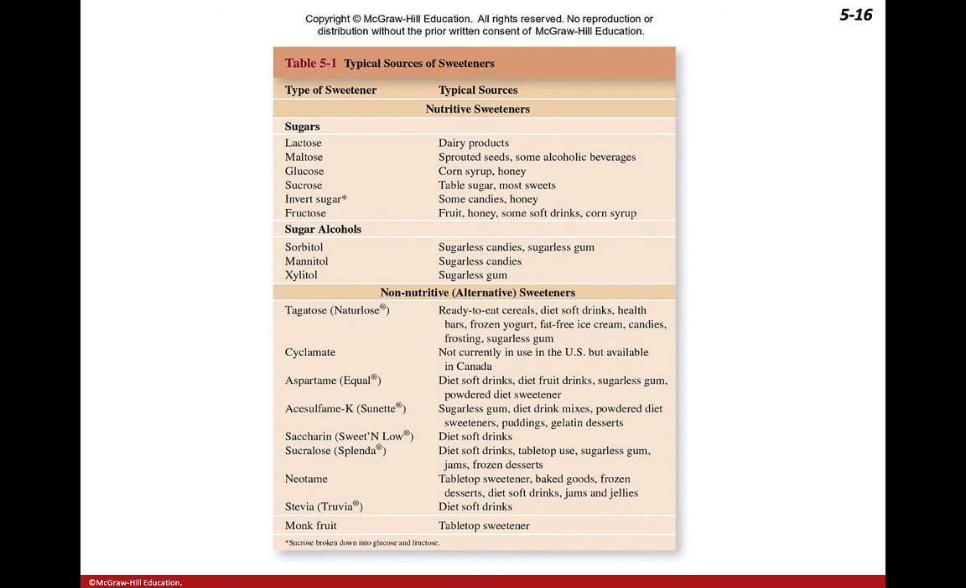Now here, this is a table that's a list of typical sources of nutritive sweeteners and non-nutritive sweeteners, or the term alternative. The next few slides are going to be looking at these non-nutritive sweeteners.